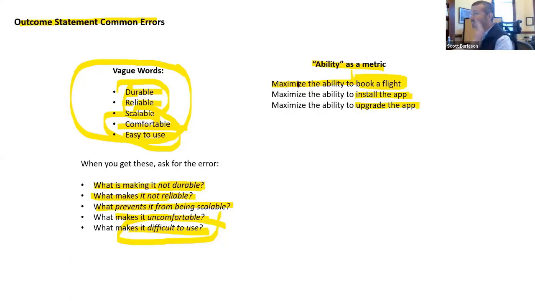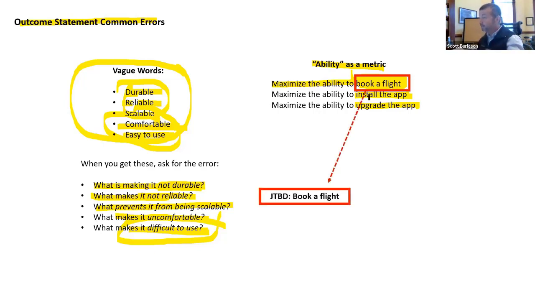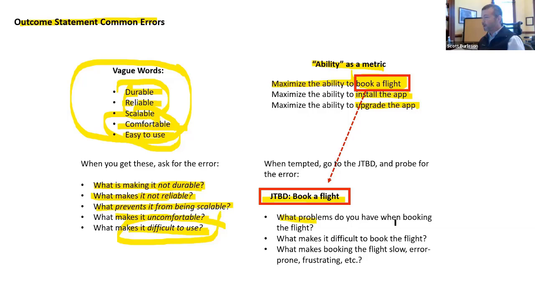Instead of just letting them get by with maximize the ability to book a flight, go deeper into these job statements for book a flight. Back to our blueprinting thinking process, what's that second blueprinting step about problems? What problems do you encounter when booking a flight? This is our job to be done, book a flight. And you can even ask what makes it more difficult, what makes it slow, frustrating, etc. That gets us back to that root core. It was just not enough to leave it at maximize the ability.